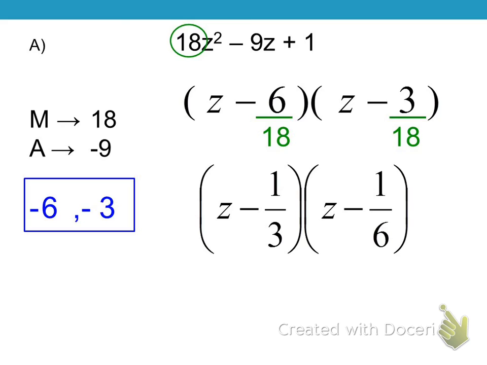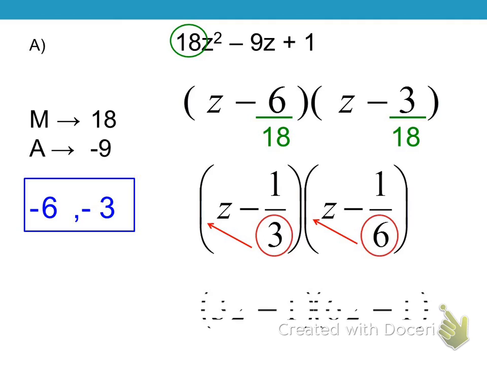And then what's my final step here? Yeah, you bring the bottom up. That's why we call it the bottoms up method. So the 3 goes in front of the z, the 6 goes in front of the z. So we end up with 3z minus 1 and 6z minus 1.